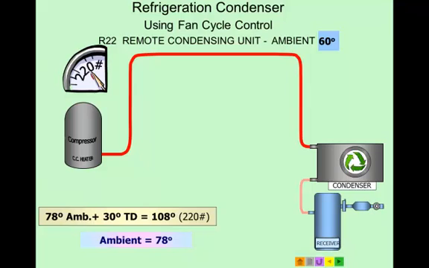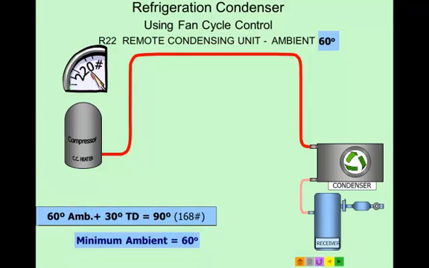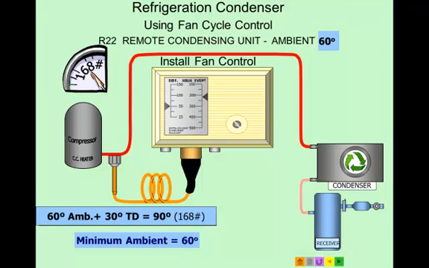Now, when the ambient drops to 60 degrees, let's see what happens. At 60 degrees plus 30 equals 90 degrees. Now the head pressure drops to 168 pounds. So we drop from 220 pounds to 168 pounds. Pretty significant drop in pressure relative to looking at the metering device and having it force refrigerant through that restriction called a metering device. And now we see on the gauge the pressure drops to 168 pounds. At that point in time, we need to be seriously looking at installing fan control.